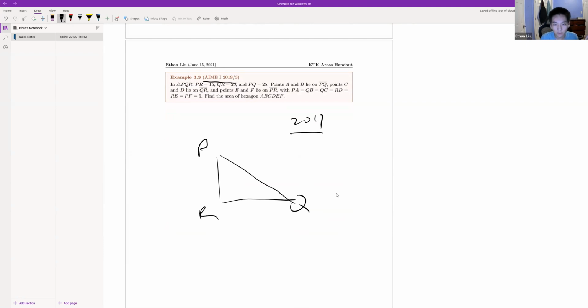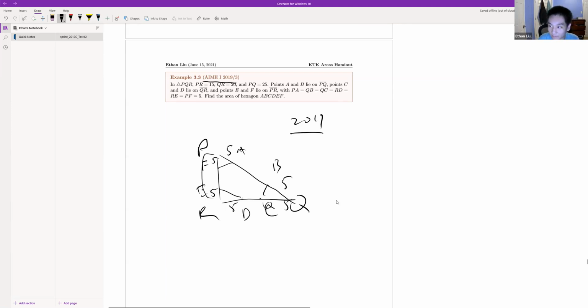PR equals 15, QR equals 20, PQ equals 25. Points A and B lie on PQ, C and D on QR, and E and F on PR, such that PA equals QB equals QC equals RD equals RE equals PF equals 5. And this is a 15, 20, 25 triangle, right? And this is 5, and this is 5, and then we have these little things. This is 5, and this is 5, and this is 5, and this is 5. So I will tell you this, if you try to calculate the area of the hexagon immediately, then you will have a problem. It will not be easy.